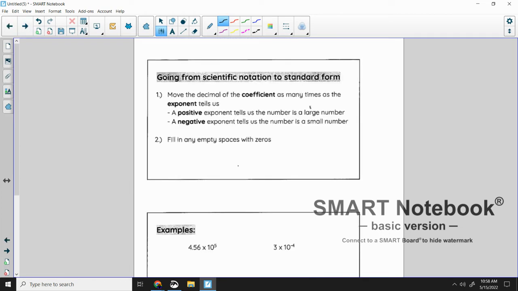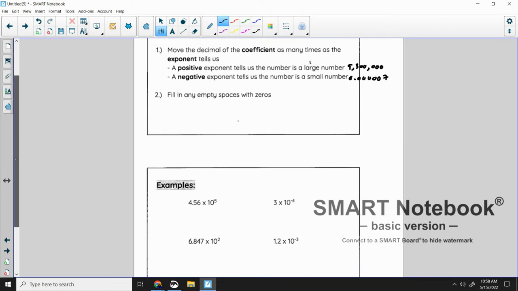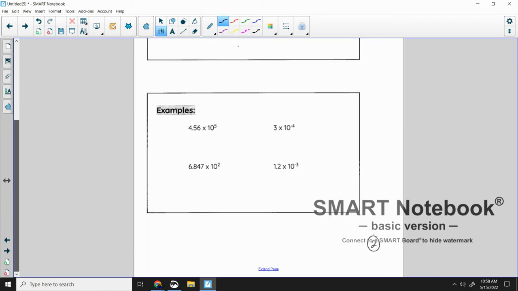So we want to know how to go from scientific notation to standard form. To do that, we're going to move the decimal of the coefficient as many times as the exponent tells us to. A positive exponent tells us that it's a large number. A negative exponent tells us it's a really small number. So for instance, 9,300,000 would have a positive exponent, and 0.000007 would have a negative exponent. And then we'll fill in any empty spaces with zeros.